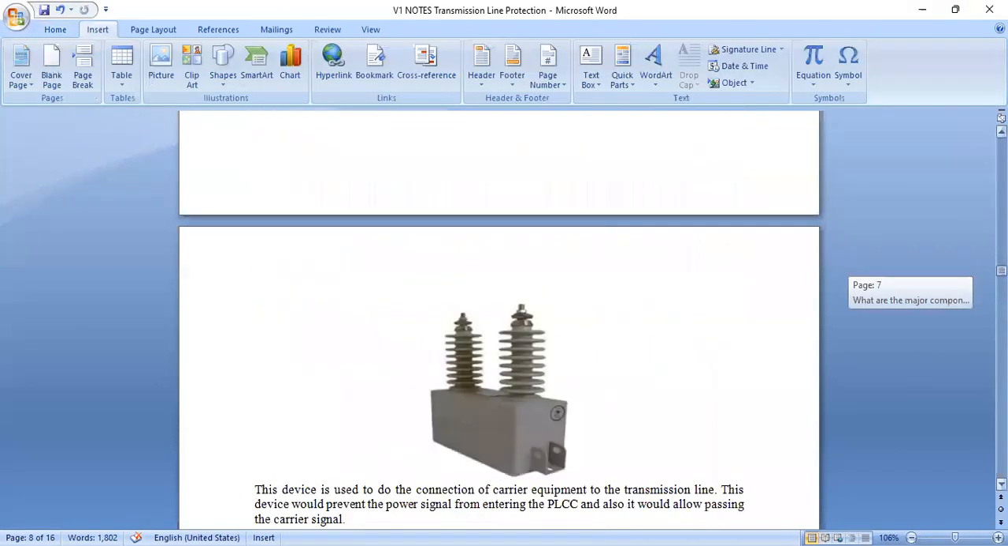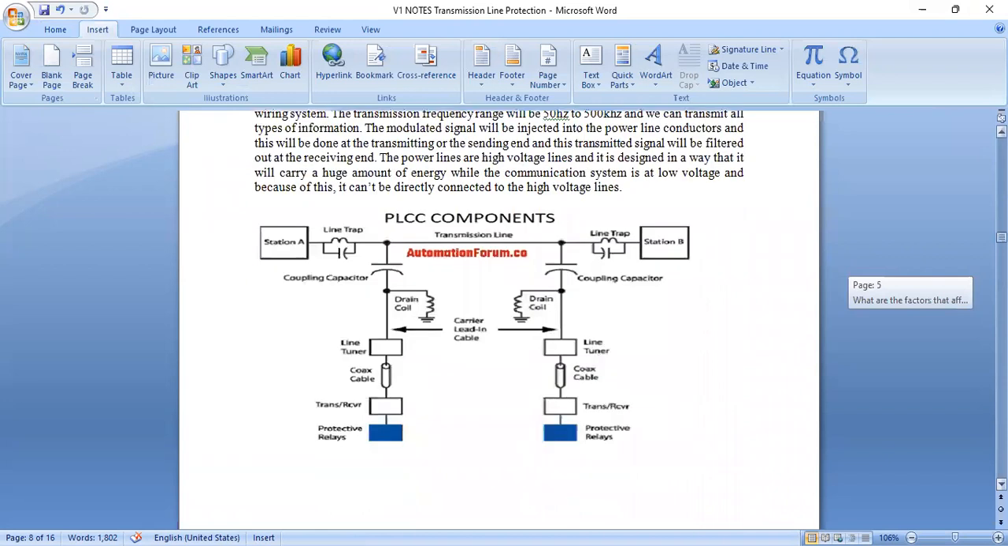Then what is the working of this PLCC component? How does the PLC operate? Firstly, the power line carrier communication is achieved by adding a modulated carrier signal to the wiring system.